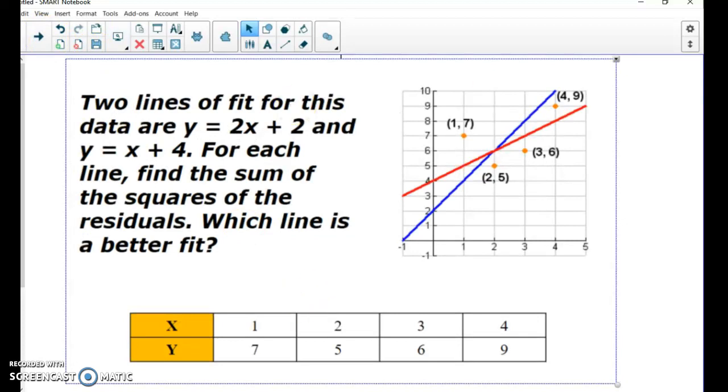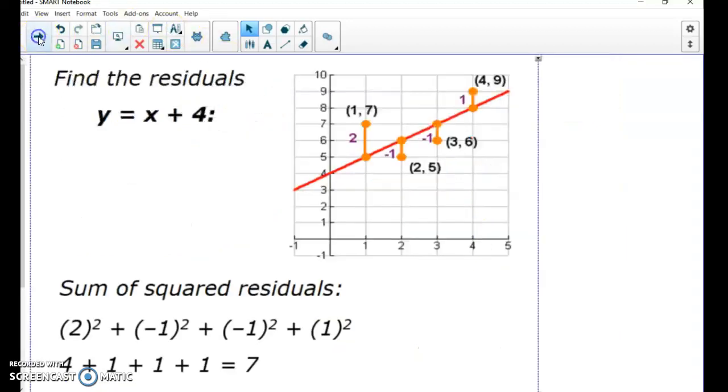So here we go. Let's get right into this. It says 2 lines of fit for this data. We see our data down at the bottom: (1, 7), (2, 5), (3, 6), and (4, 9). They've given us 2 different lines, which could be the line of best fit, both moving through the data fairly equally. Our job is to determine which one of those lines is the closest.